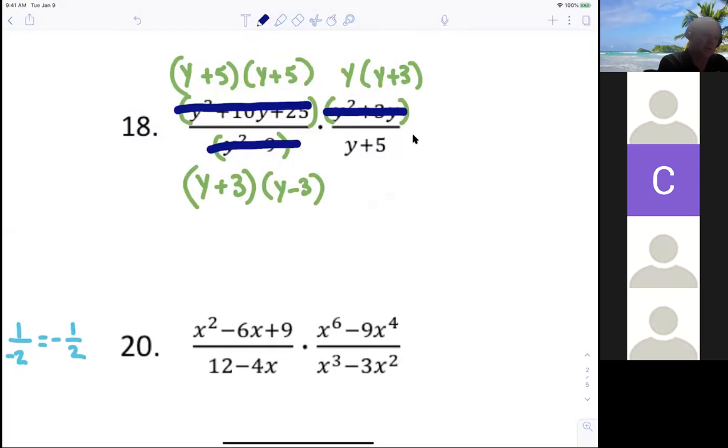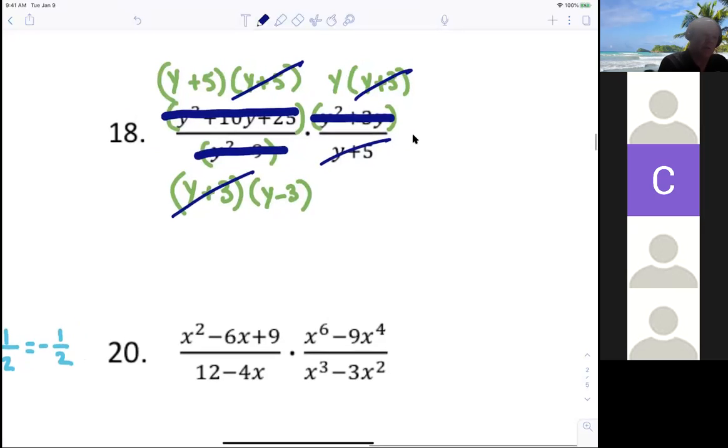All right, now we're going to cross things out. Y plus 5, y plus 5, y plus 3, y plus 3. That's the only thing that can cancel. So now we have y times y plus 5, and then on the bottom, the only thing that was left was y minus 3.